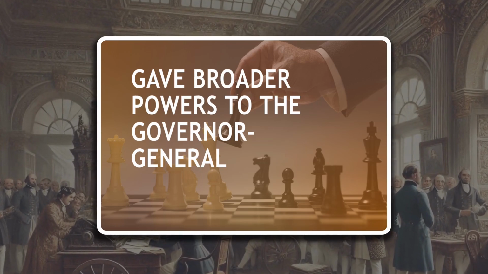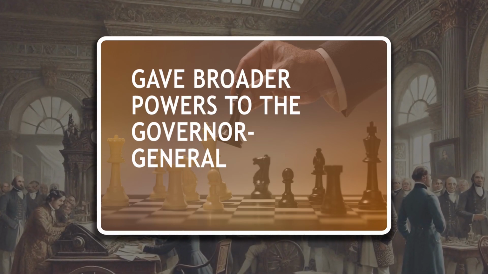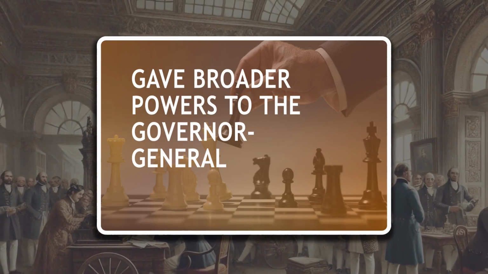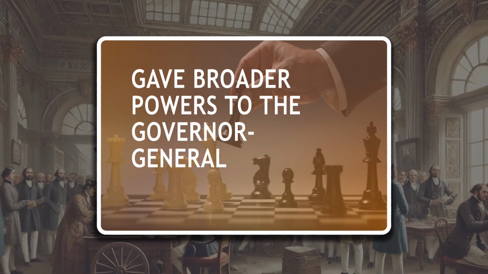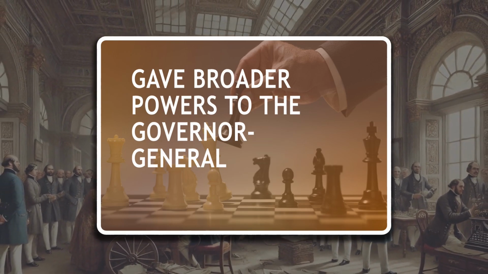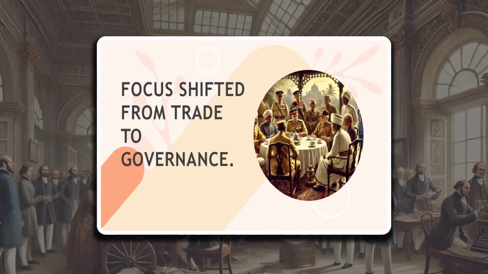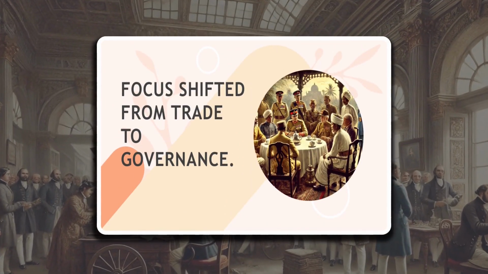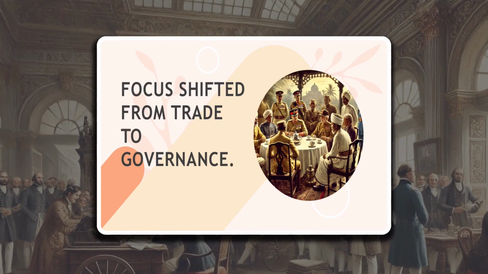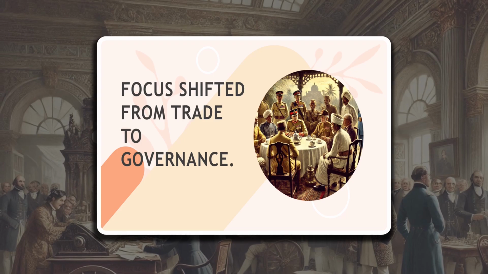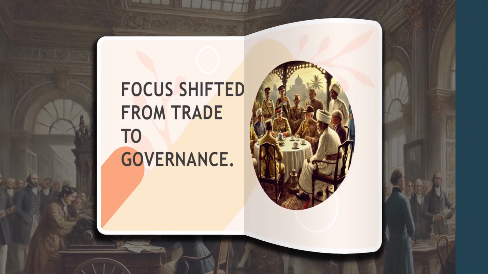Alongside this, the Governor-General of India was given broader powers. Previously, the Governor-General was mainly focused on trade and economic matters. After the Act, the Governor-General's role expanded to include governance and military decisions, bringing the company's military operations under tighter British control. The new structure effectively shifted the company's focus from trade to governance, making the company more of an imperial institution than a business entity.